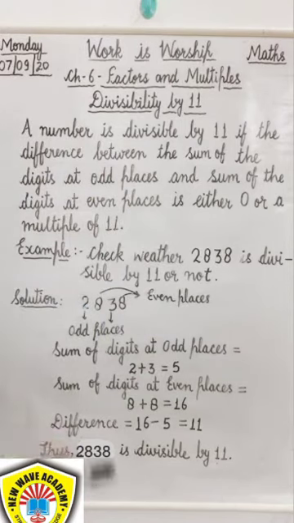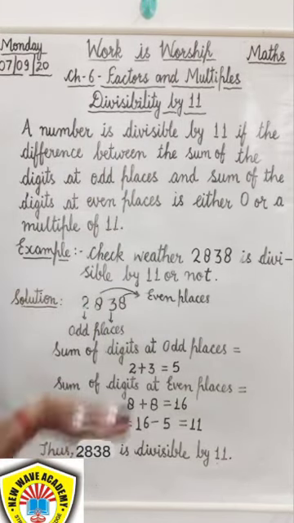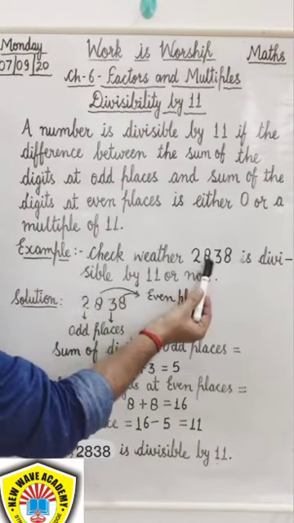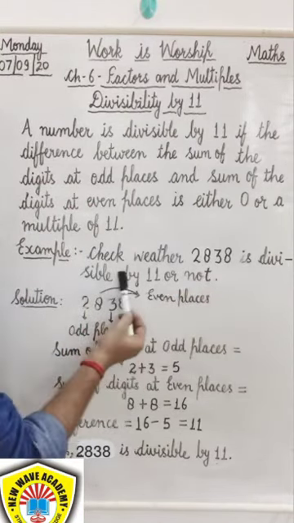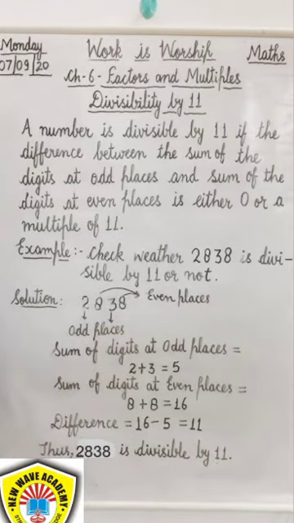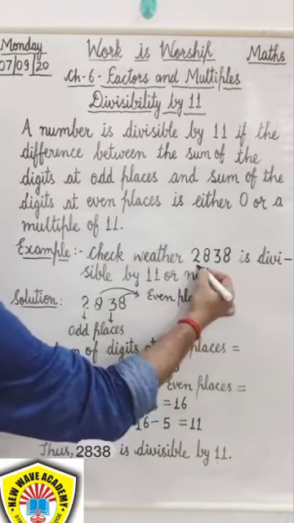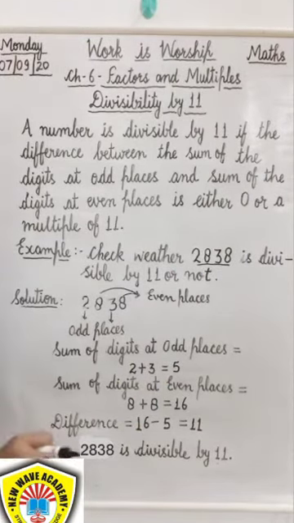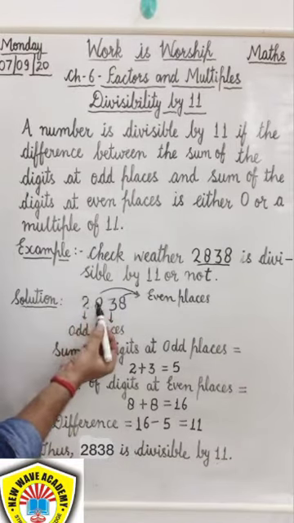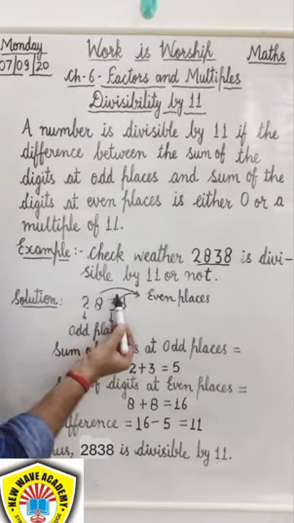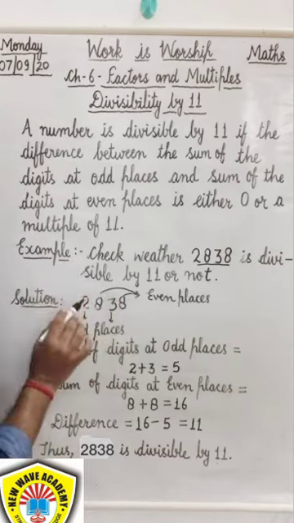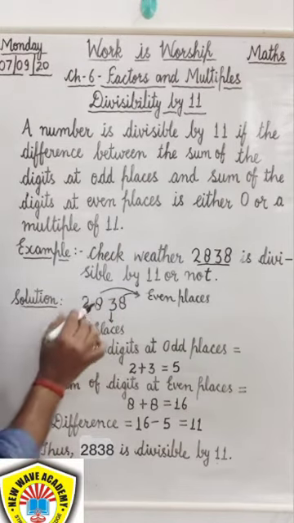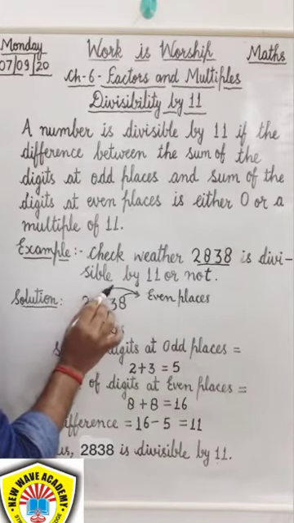Okay. So let us take an example to understand the concept more effectively. Here we have an example. Check whether 2838 is divisible by 11 or not. हमने एक नंबर लिया है 2838 और हमें ये चेक करना है is this number divisible by 11 or not. Okay. So students, in the given number we have 4 places. Okay. First, second, third, and fourth. So the digits on first and third place are odd place digits and the digits on second and fourth place are even place digits.